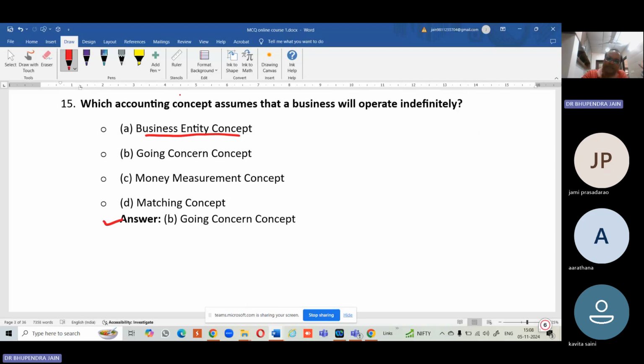What is the business entity concept? Business and businessman are separate persons. So this is not the correct answer. What is the going concern? The business will always run forever, indefinitely. So this is the correct answer. Money measurement concept means whenever money is involved in the transaction, then we record the transaction. Otherwise, we never record the transaction. And the matching concept we have already done two or three questions before: revenue should be matched with the expenses. Next question.